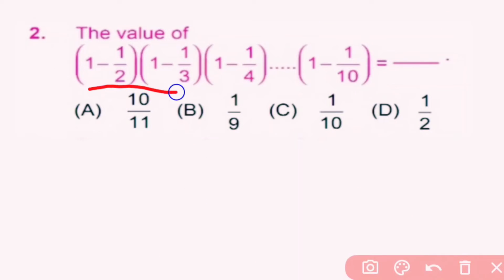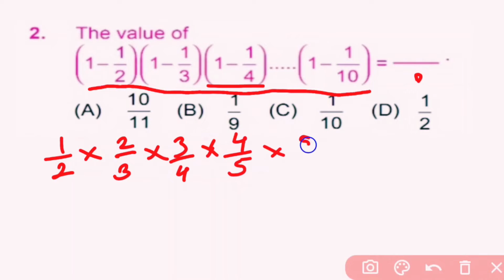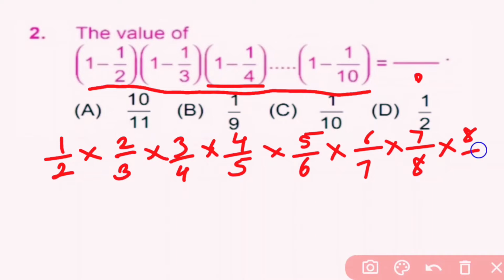Question number 2. What is the value of this? Now here the first bracket gives 1 by 2. The second bracket gives 2 by 3. Now this will give 3 by 4, and so on, which means the next bracket will give 4 by 5, then 5 by 6, then 6 by 7, then 7 by 8, then 8 by 9, and then 9 by 10.